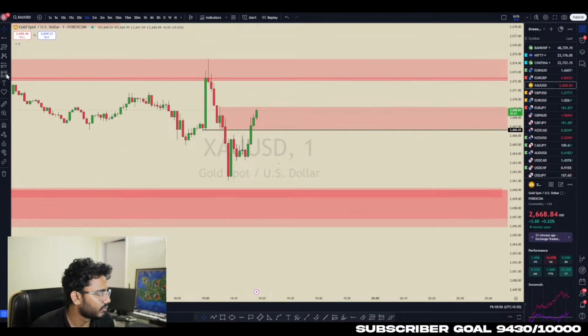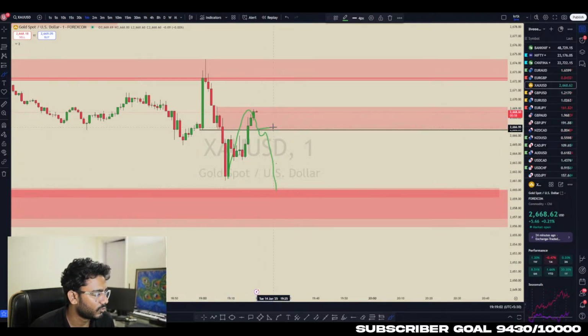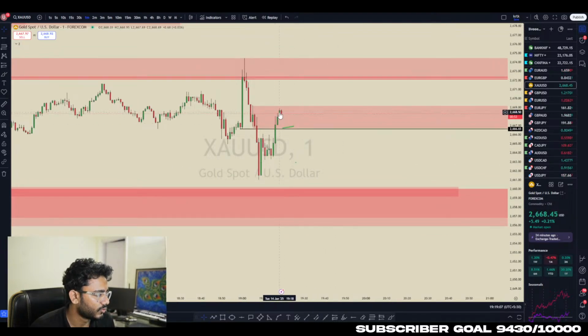So always we have to look, we don't have to enter here, we have to wait for price to go down, and then once this low is broken, then we can look for entry. Okay, so we don't have to buy here.